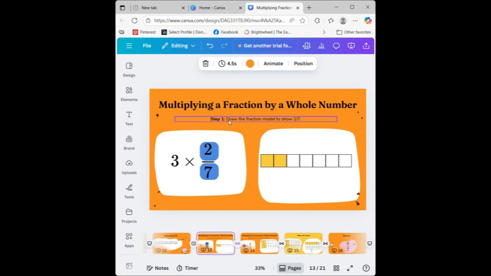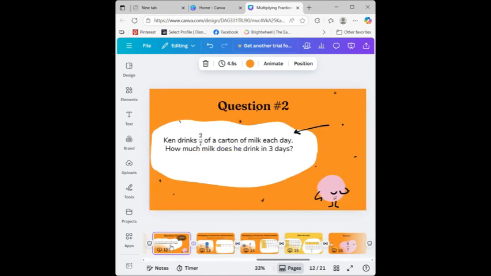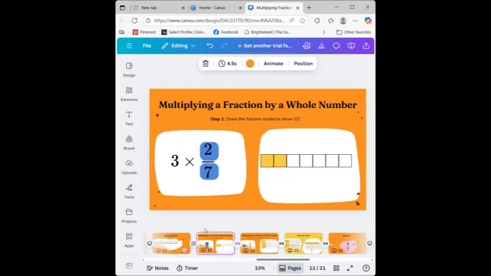Now we have to draw the fraction model to show 2 sevenths. Oh, I forgot to read the question. Okay. Question 2. Ken drinks 2 sevenths of a carton of milk each day. How much milk does he drink in 3 days? Now, here is the problem set up, but we have to first draw the fraction model to show 2 sevenths.